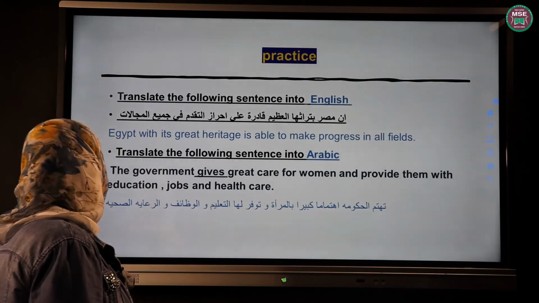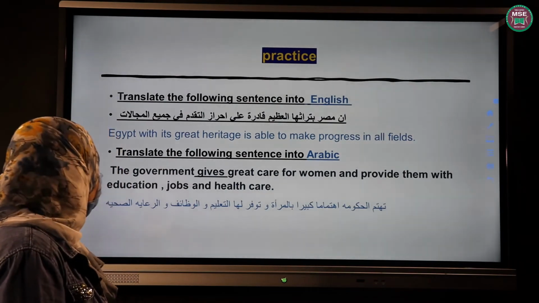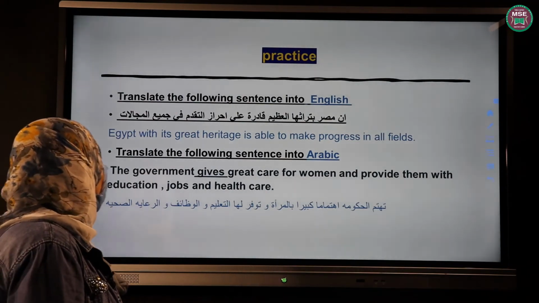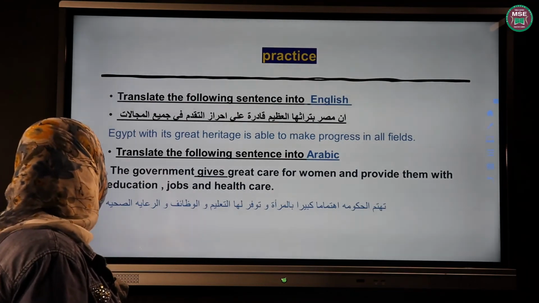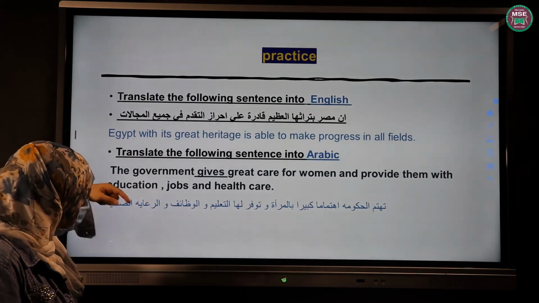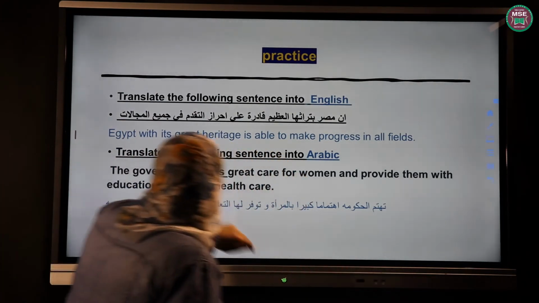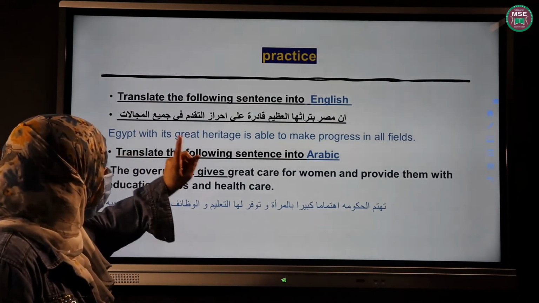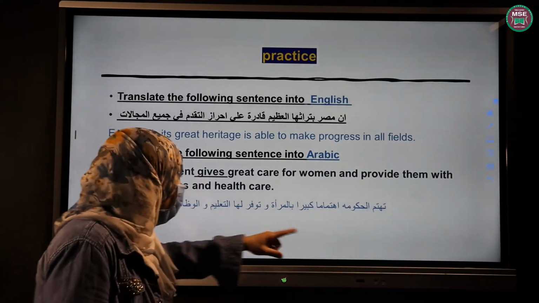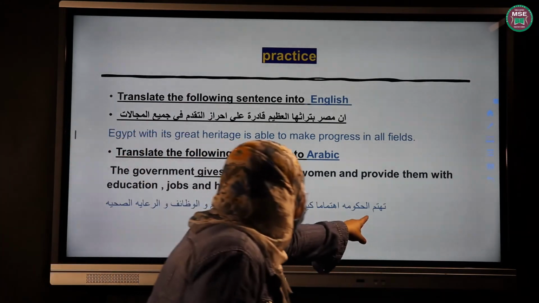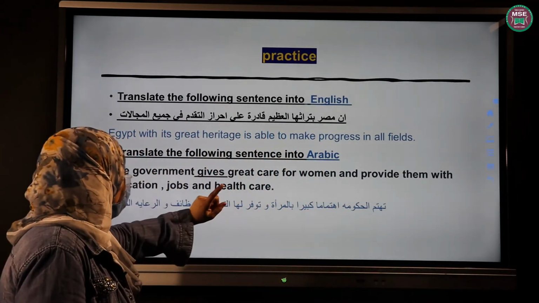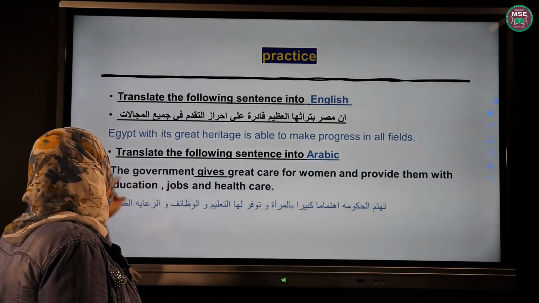If we look at the other example, translate the following sentence into Arabic. The government gives great care for women and provides them with education, jobs, and health care. Here, we are going to find the government. This is a noun, right? If we want to translate into Arabic, we are going to start with the verb. In Arabic, we are going to say it what? تهتم الحكومة. So we start with the verb. تهتم الحكومة اهتماما كبيرا بالمرأة وتوفر لها التعليم والوظائف والرعاية الصحية.